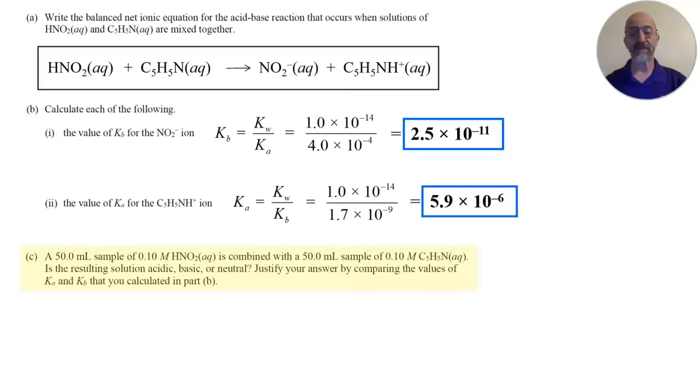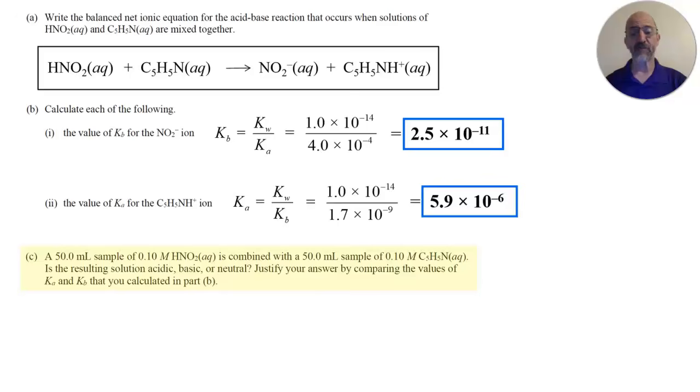Now, you might think that it's going to be neutral because we have a weak acid reacting with a weak base, but look at those two Kb and Ka values. They're not equal to each other. One of them dominates. So justify your answer by comparing the values of Ka and Kb that you calculated in part B. Which of these two numbers that we just calculated is larger? That's the one that's going to dominate the pH of the solution.